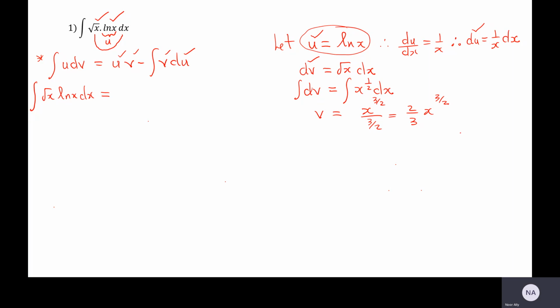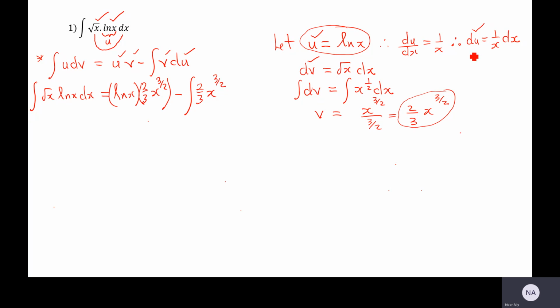U is equal to ln of x. So that will be ln of x. What is v? There's my v here, multiplied by 2/3 x to the power 3 over 2. Okay. Minus my integral. And what is v? Again, v is 2/3 x to the power 3 over 2.